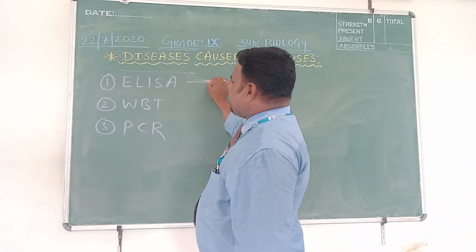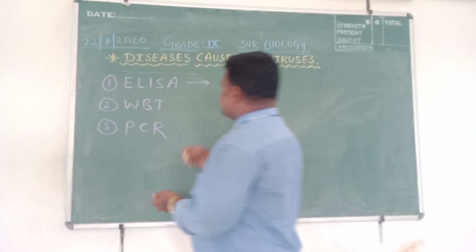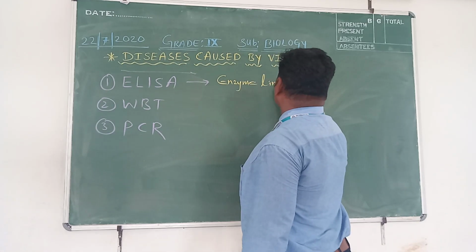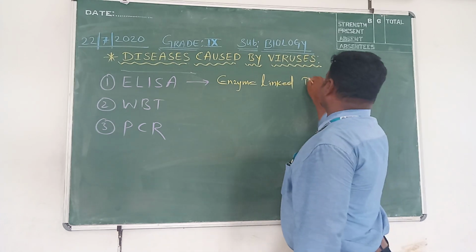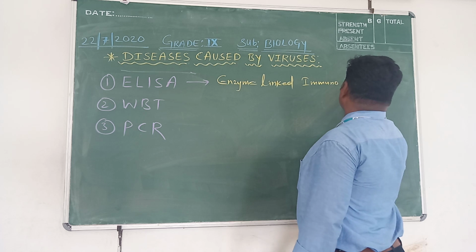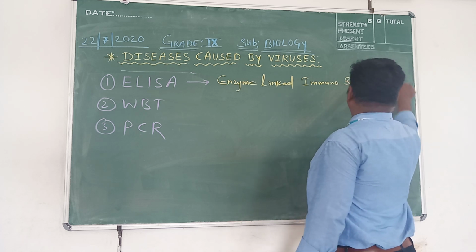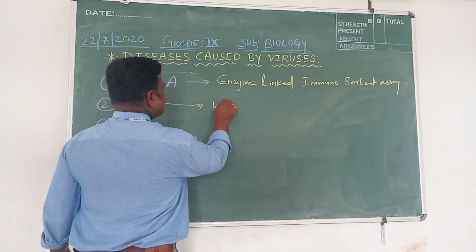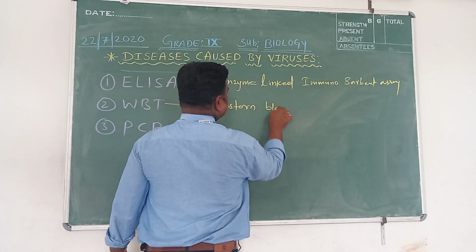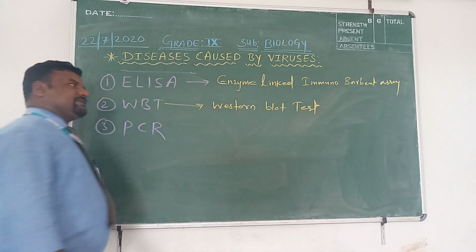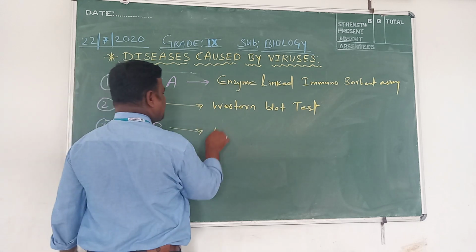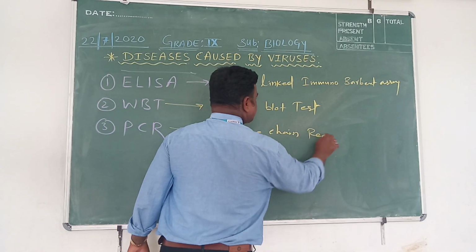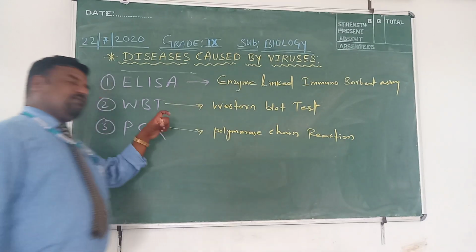Now ELISA, enzyme linked immunosorbent assay, is the abbreviation form of ELISA. This is ELISA. What is WBT? It's a Western blot test. WBT stands for Western blot test, and PCR stands for polymerase chain reaction. So this is the abbreviation form of these three tests.